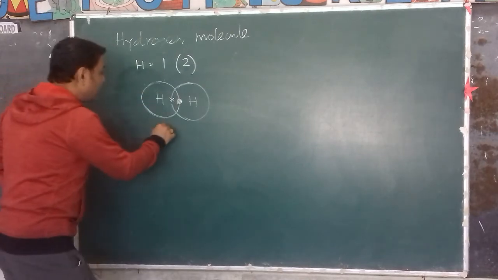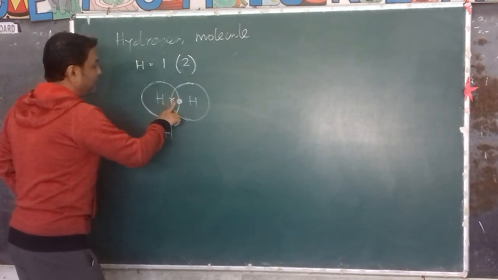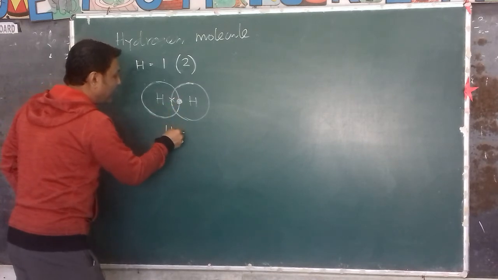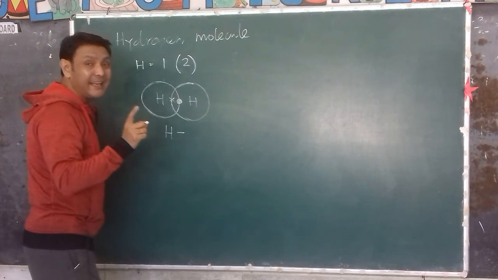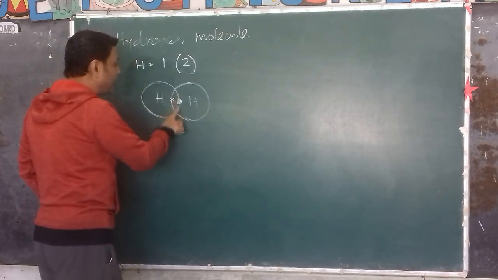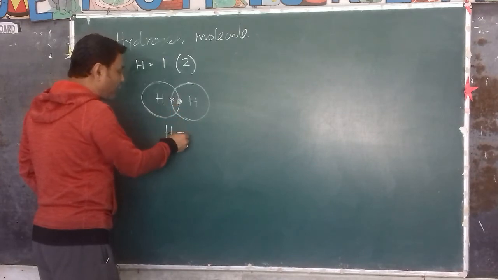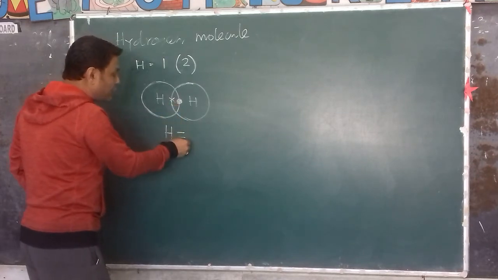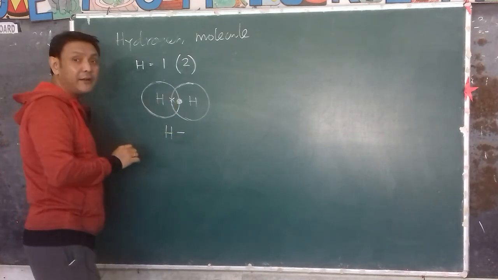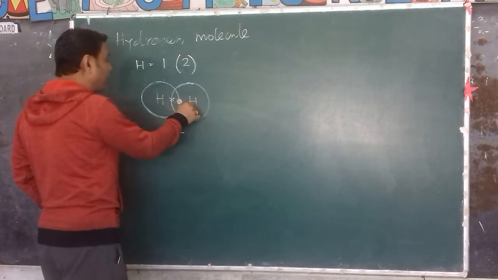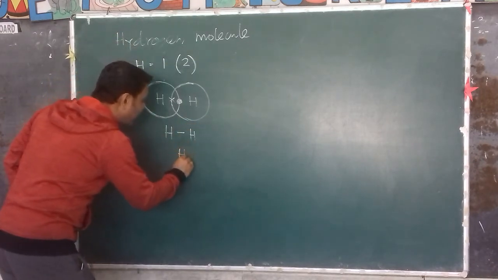So since 1 pair of electrons is being shared, this dash represents a covalent bond, a single covalent bond. 1 pair of electrons, single covalent bond. 2 pairs of electrons, double covalent bond. 3 pairs of electrons, triple covalent bond. So since over here we have only 1 pair of electrons shared between the 2 atoms, therefore a single bond, and the formula would be H2.